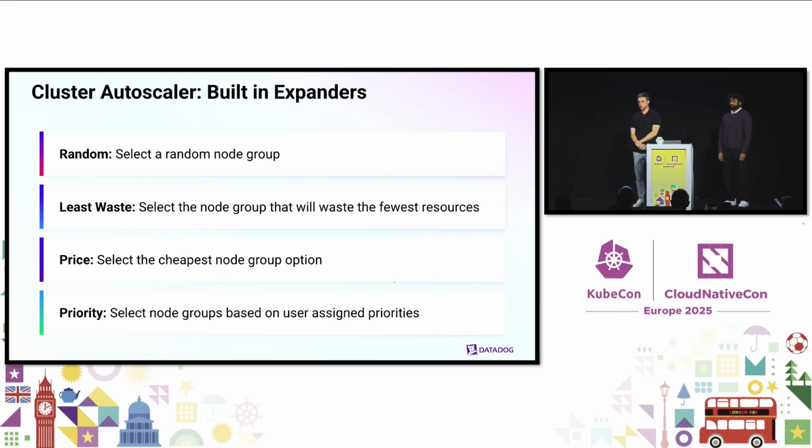Another is price, which selects the cheapest node group option. Another one is priority, where users can assign specific priorities to node groups, and the cluster autoscaler will respect those priorities. You can also stack expanders, meaning that you can specify one and then another. For example, if I specify the least waste expander and there's still a tie, it would fall back to the random expander and pick randomly to ensure there's always one choice.